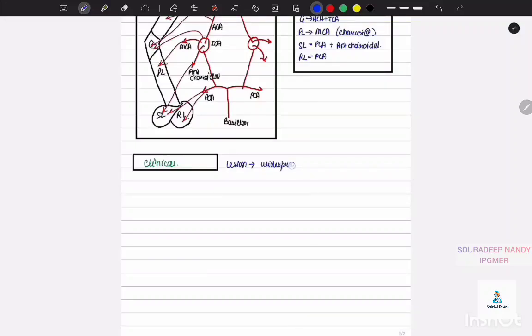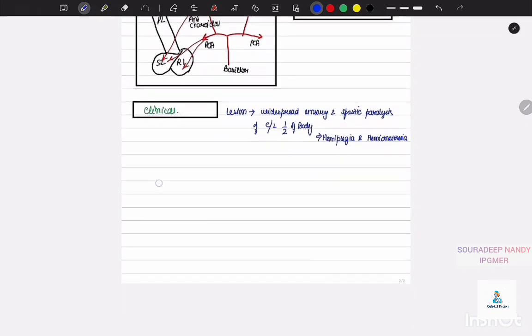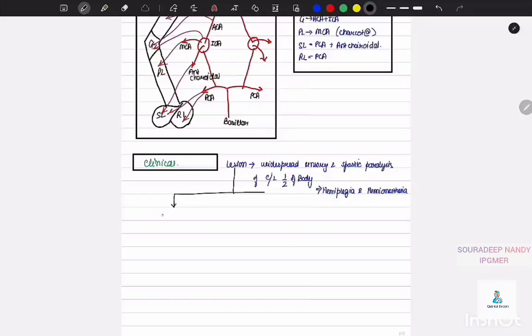So any lesion in the internal capsule will cause widespread sensory and spastic paralysis of the contralateral half of the body. So it will result in hemiplegia and hemianesthesia. Now the lesion can be due to two types. One is hemorrhage and one is thrombosis of the vessel. Thrombosis leads to ischemia and it leads to neuronal death or brain cell death, which is irreversible.